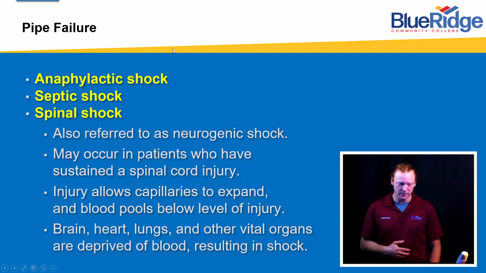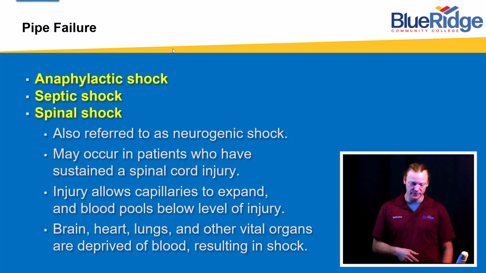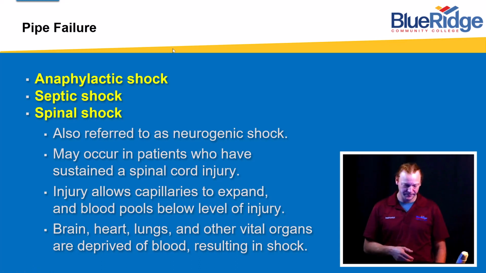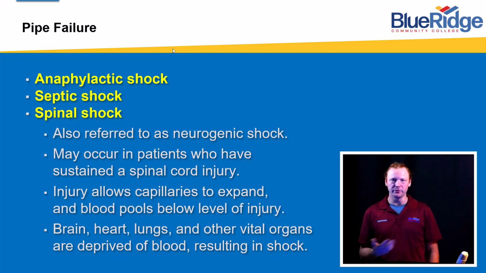Spinal shock, also referred to as neurogenic shock, may occur in patients who have sustained a spinal cord injury. The injury allows the capillaries to expand, and then blood pools below the level of injury. The brain, the heart, the lungs, and other vital organs are deprived of the blood, resulting in that shock as well.